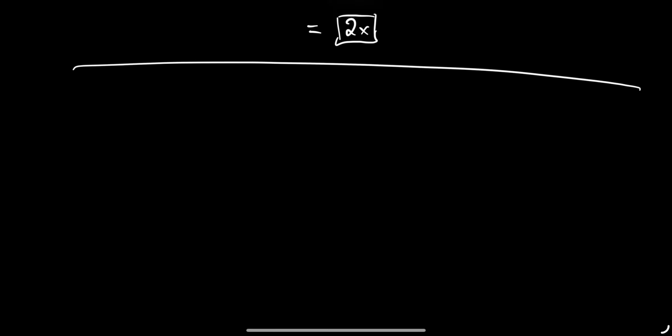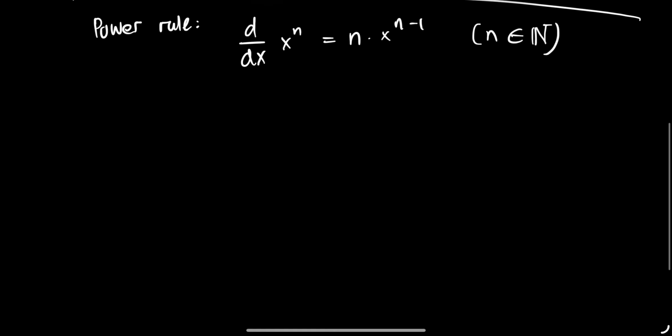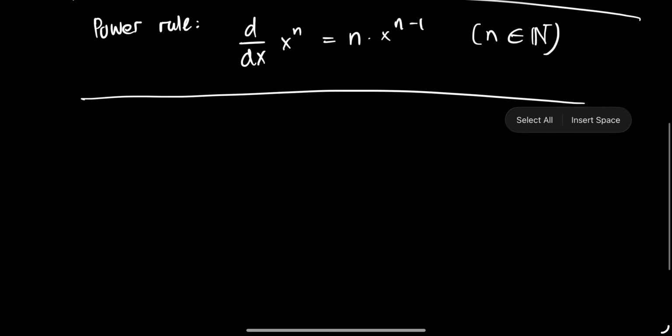So first is our favorite, the power rule. We know that d over dx of x to the n is known as n times x to the n minus 1, where n is in the set of natural numbers. Okay, so how do we prove this? Okay, let me try proving this. So first, we use our favorite limit definition, right? As I promised, I will be using the limit definition wherever I can.